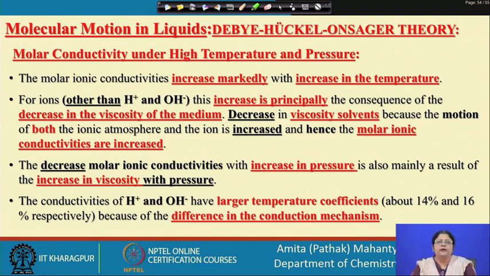If you have the molar conductivities, they increase markedly when you increase the temperature. Why does it so happen when you are talking about ions other than, say, H plus and OH minus in the solvent, which are different? They move through the solution in a different manner, which we have discussed. It is the Grotthuss mechanism through which they move, so it is by transfer of charge or hopping of charge that they conduct.